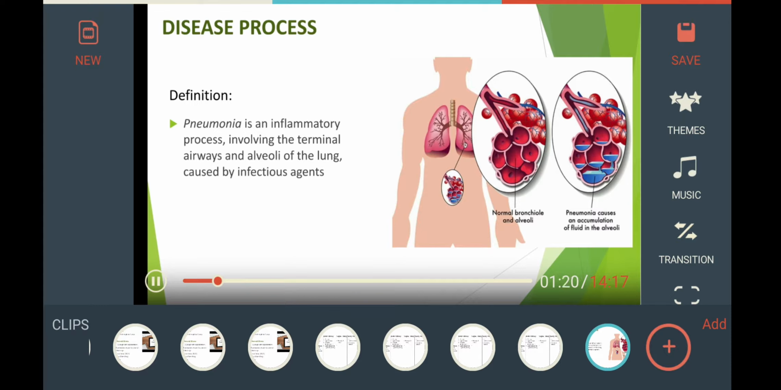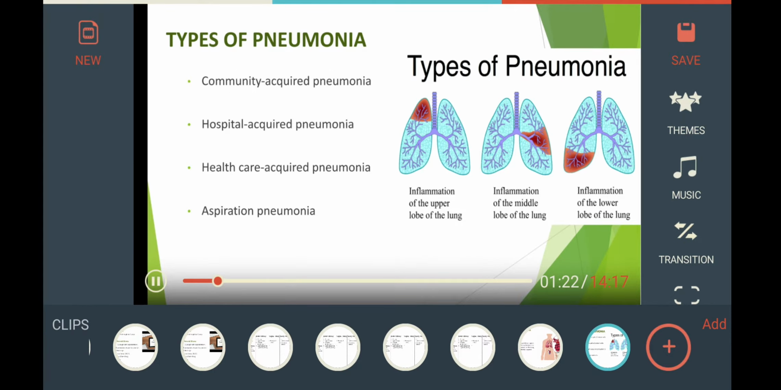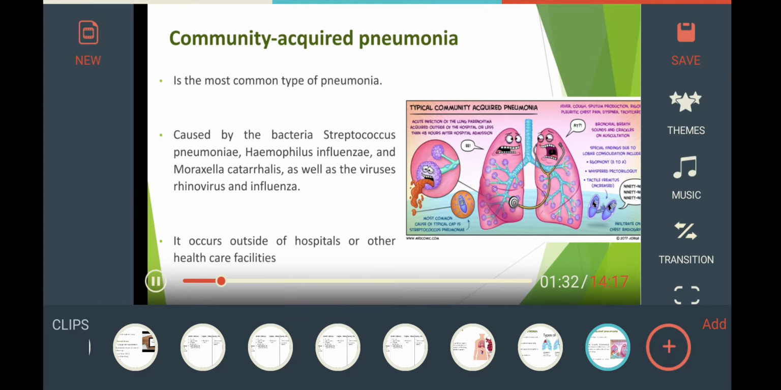Pneumonia is an inflammatory process involving the terminal airways and alveoli of the lung caused by infectious agents. Types of pneumonia: community-acquired, hospital-acquired, healthcare-acquired, and aspiration pneumonia. Community-acquired pneumonia is the most common type, caused by the bacteria Streptococcus pneumoniae, Haemophilus influenzae, and Moraxella catarrhalis, as well as the viruses rhinovirus and influenza. It occurs outside of hospitals or other healthcare facilities.